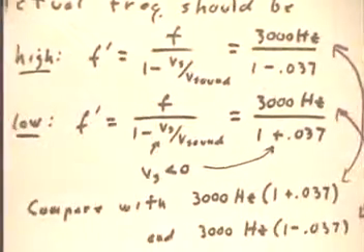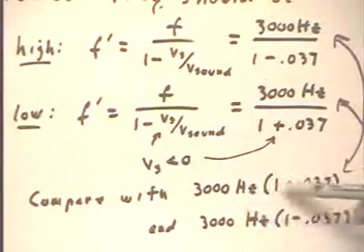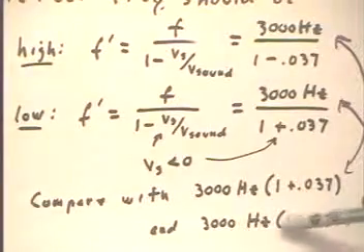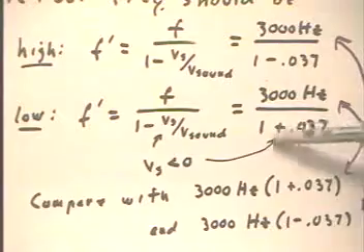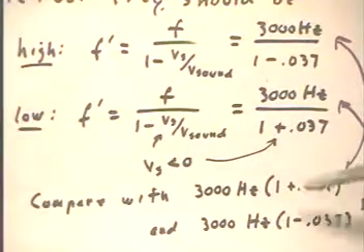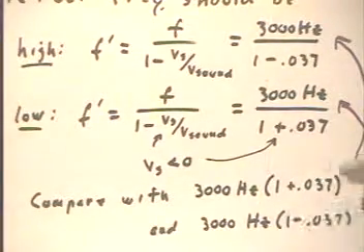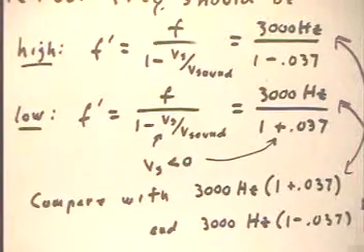We can compare these results with the estimates that we made. 3,000 hertz times 1 plus 0.037, 3,000 hertz times 1 minus 0.037. Notice that here we're dividing by these factors and here we're multiplying. But of course when we get the high frequency, we're dividing by 1 minus or multiplying by 1 plus the 0.037. To get the low frequency, we're multiplying by 1 minus 0.037 or dividing by 1 plus 0.037.